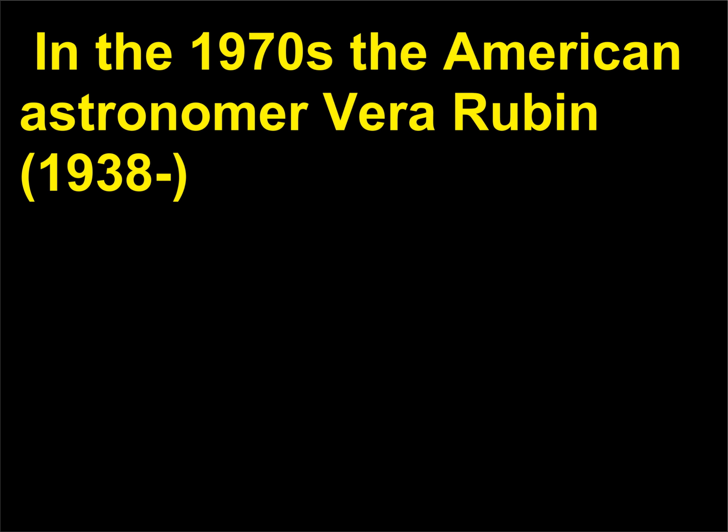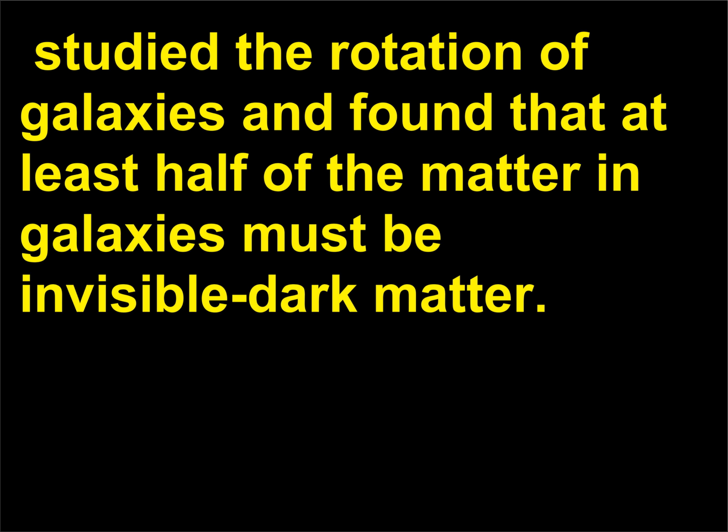In the 1970s the American astronomer Vera Rubin, born 1938, studied the rotation of galaxies and found that at least half of the matter in galaxies must be invisible dark matter.